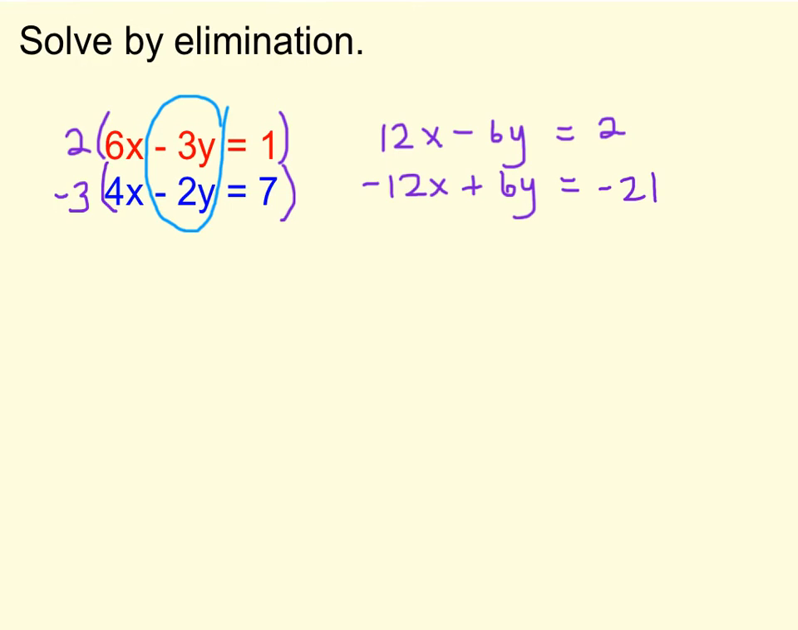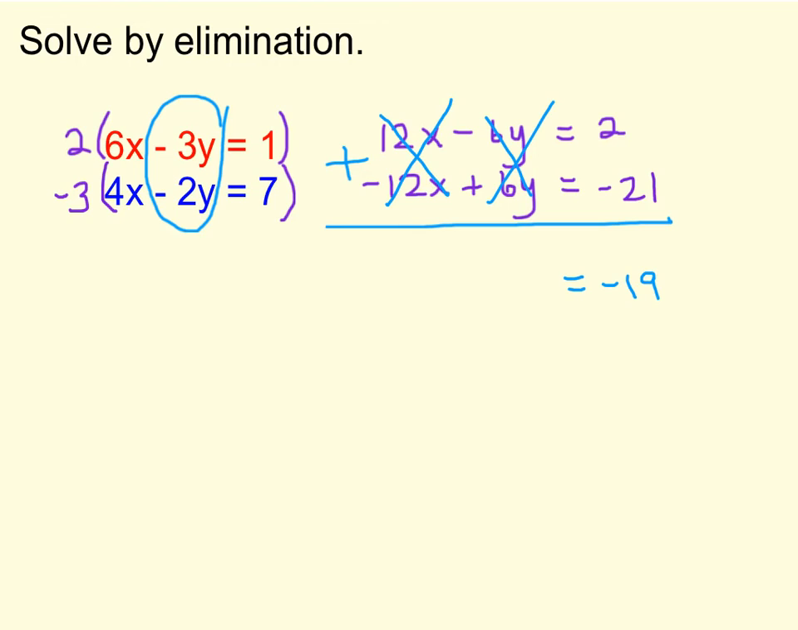Now we can add these equations together. So our goal was to eliminate the y's. If you look at the y's, you have a negative 6y and a positive 6y, so those cancel each other out. But when we go to add the x's, we notice that we have a 12x plus a negative 12x. So they actually cancel out also. The equal sign comes down. You got 2 plus a negative 21 is negative 19.